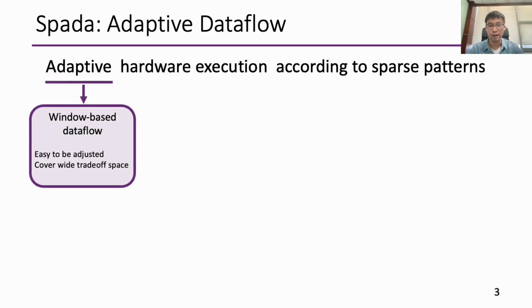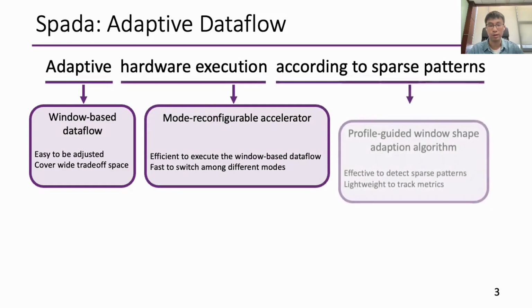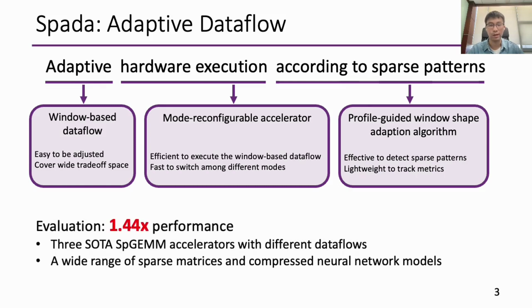First, we propose an adaptive window-based data flow, which is easy to be adjusted and covers a wide trade-off space. Second, for the hardware, we propose a mode reconfigurable accelerator, which is efficient to execute the data flow and can swiftly switch among different modes. Last, we propose a profile-guided window shape adaptation algorithm, which can effectively detect sparse patterns in a lightweight way. Compared with SOTA accelerators, SPADA achieves 1.4 times speedup on a wide range of sparse matrices.